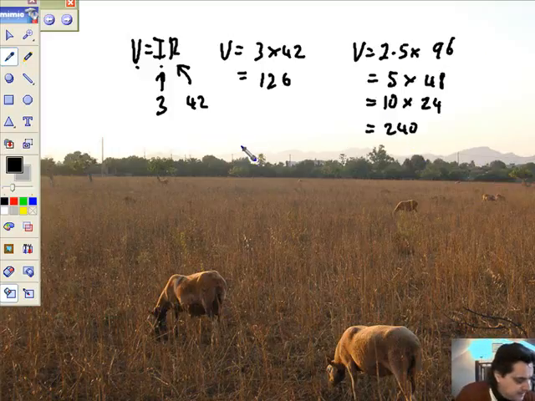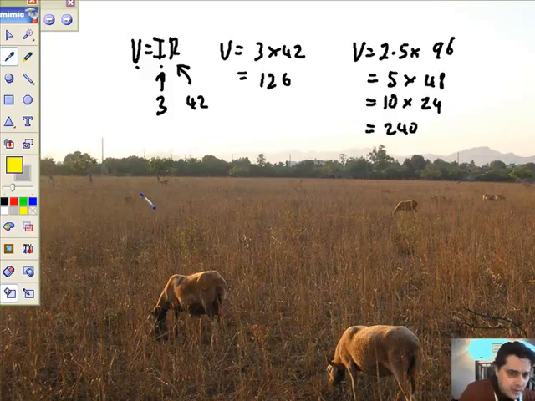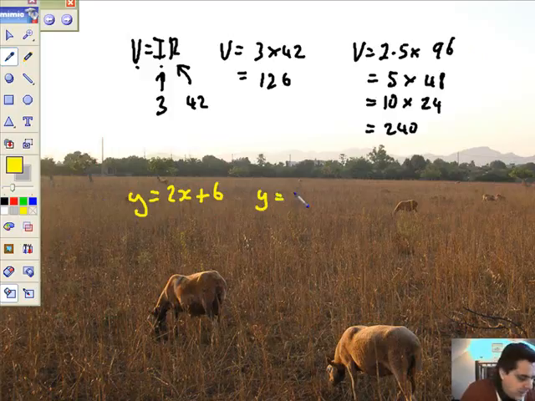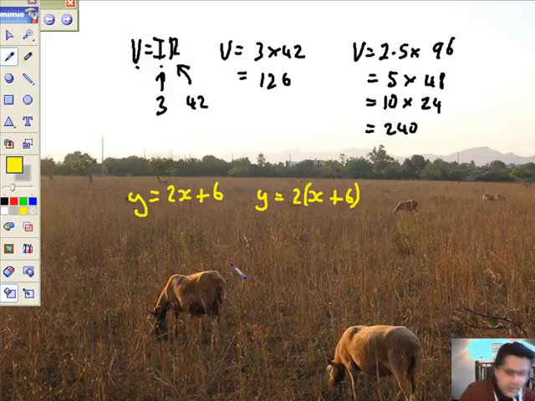Here are 2 formulae. So let's just do question 7. These are my 2 formulae. I have got y equals 2x plus 6, and I've got y equals 2 bracket x plus 6. X is 5, work out which formula gives the bigger value for y and show your working. In other words, I've got to shove a 5 in there, and I've got to shove a 5 in there, and let's just get on with it.